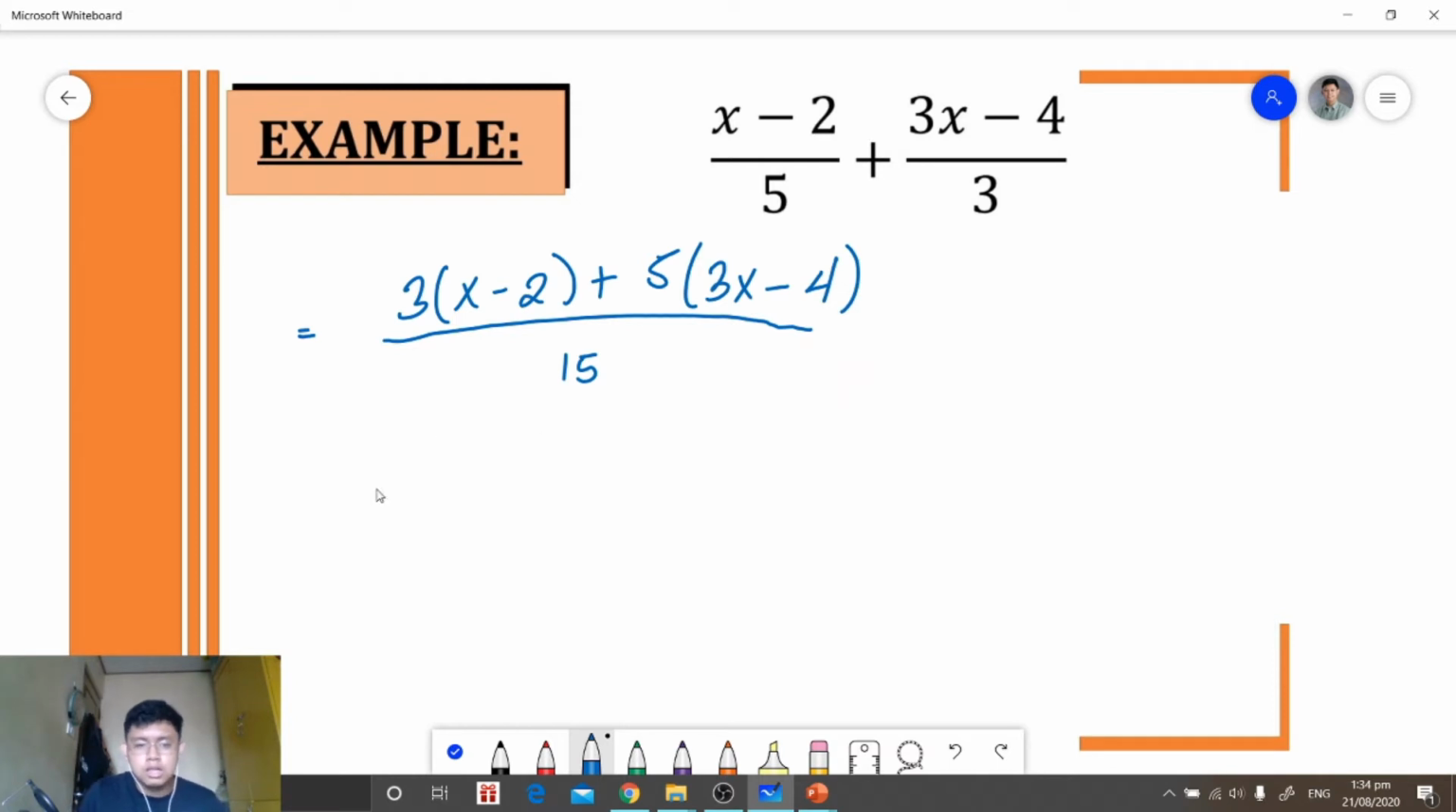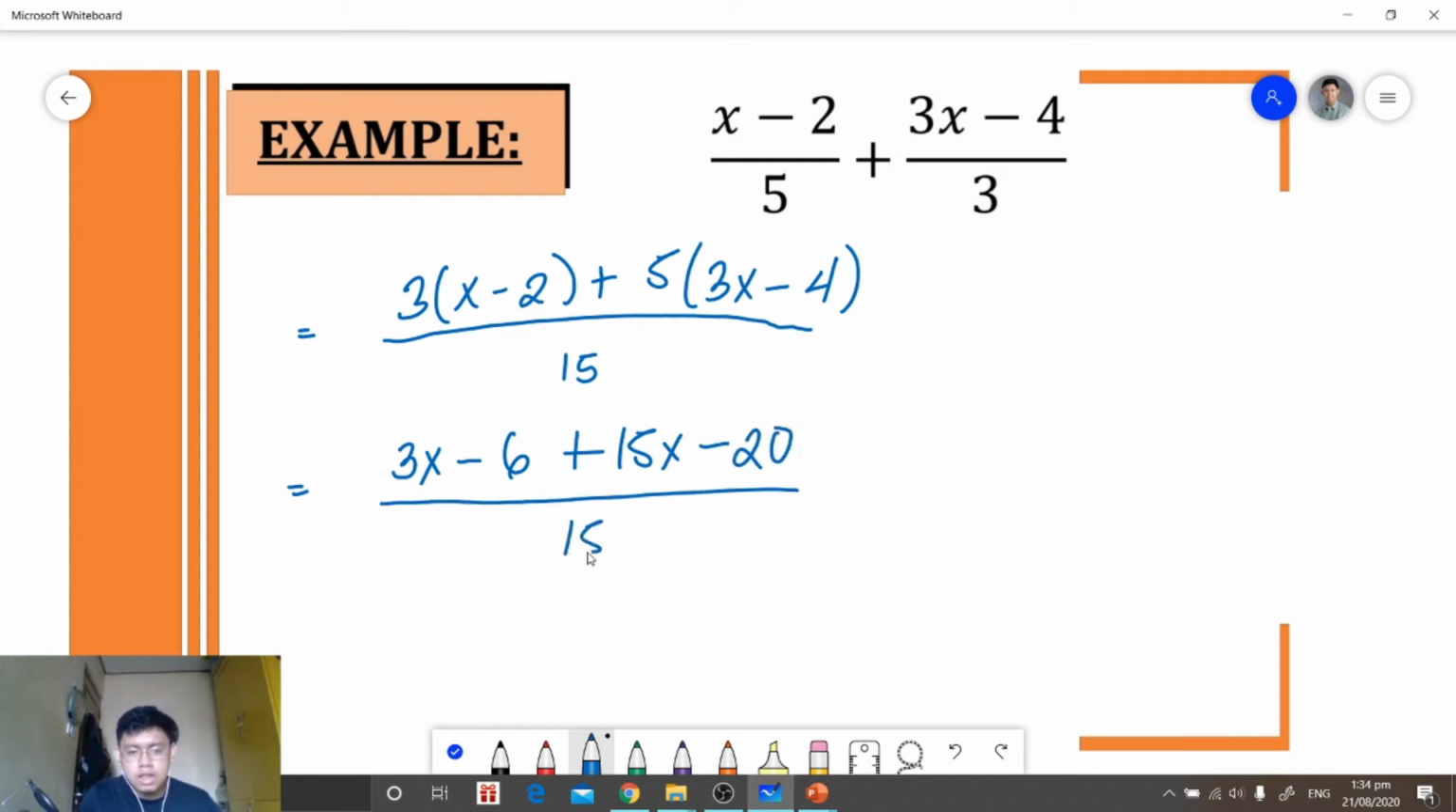Then let's simplify. So we will have 3x minus 6 plus 15x minus 20 all over 15. And then after that, combine like terms. So 3x plus 15x, that will be equal to 18x. Negative 6 minus 20, that is negative 26, all over 15.